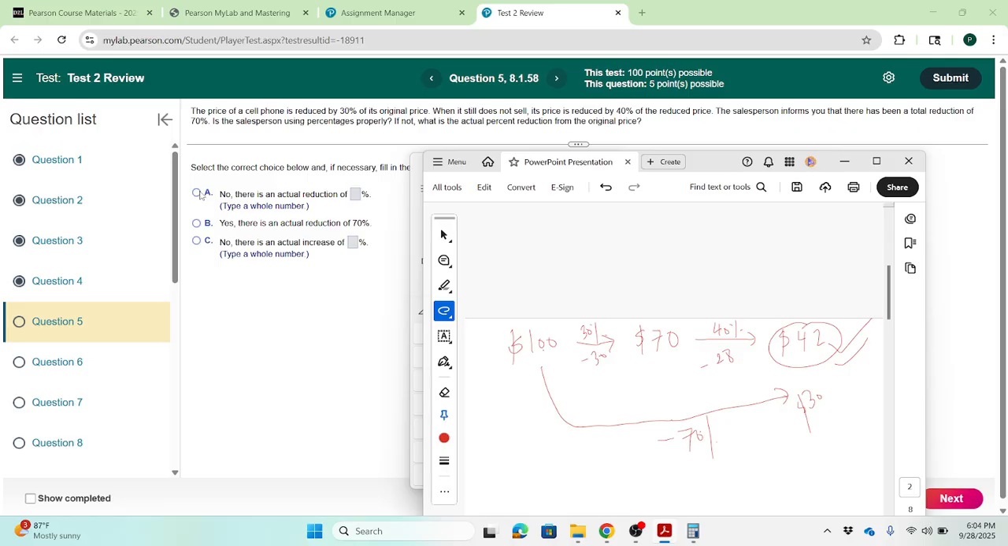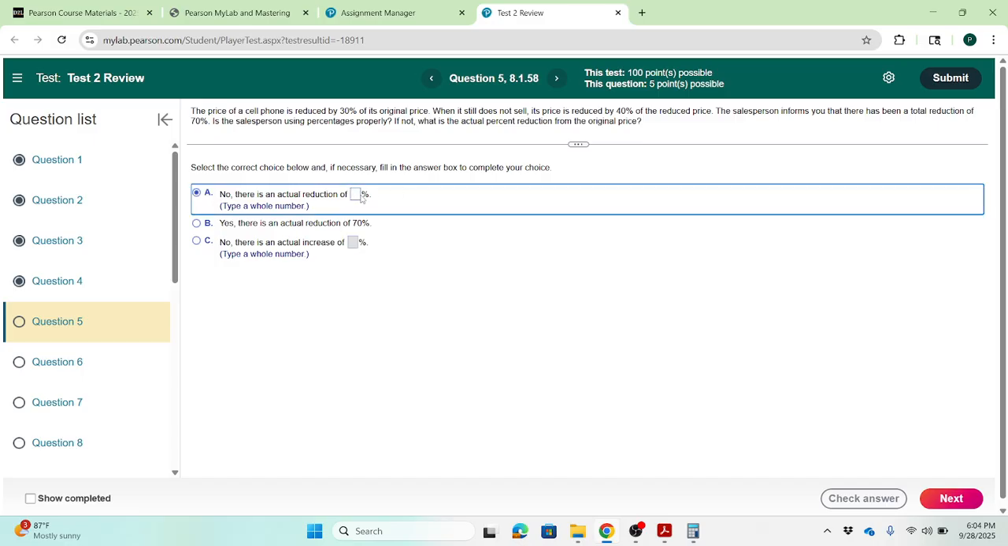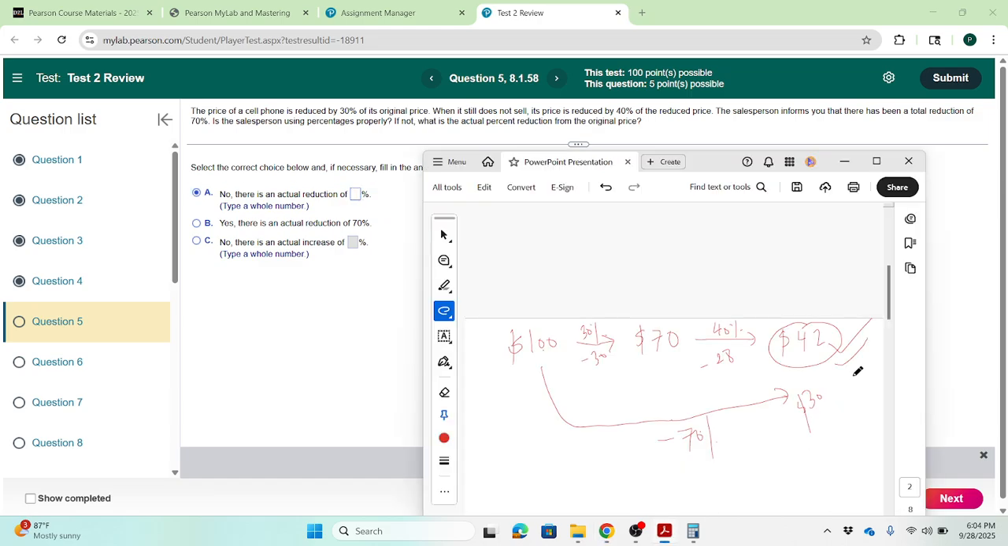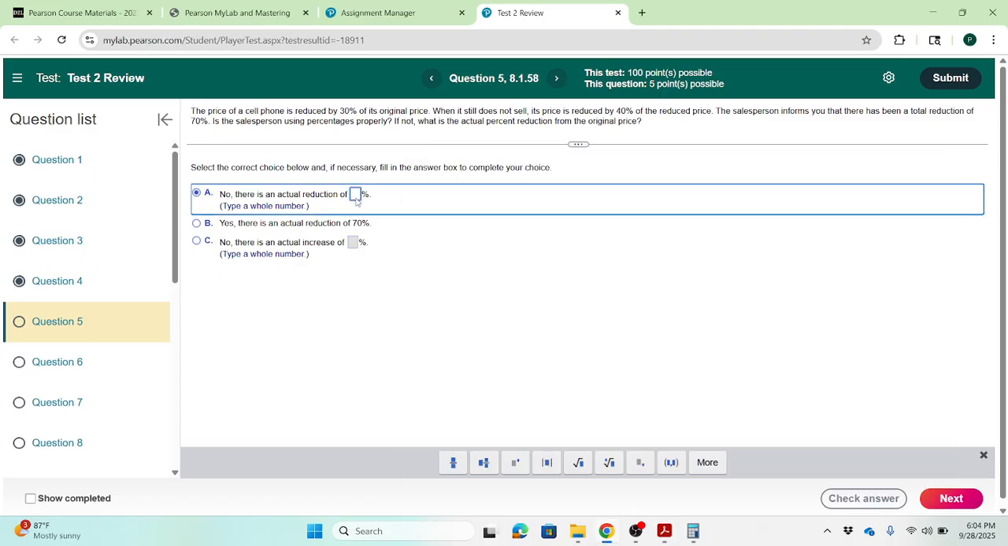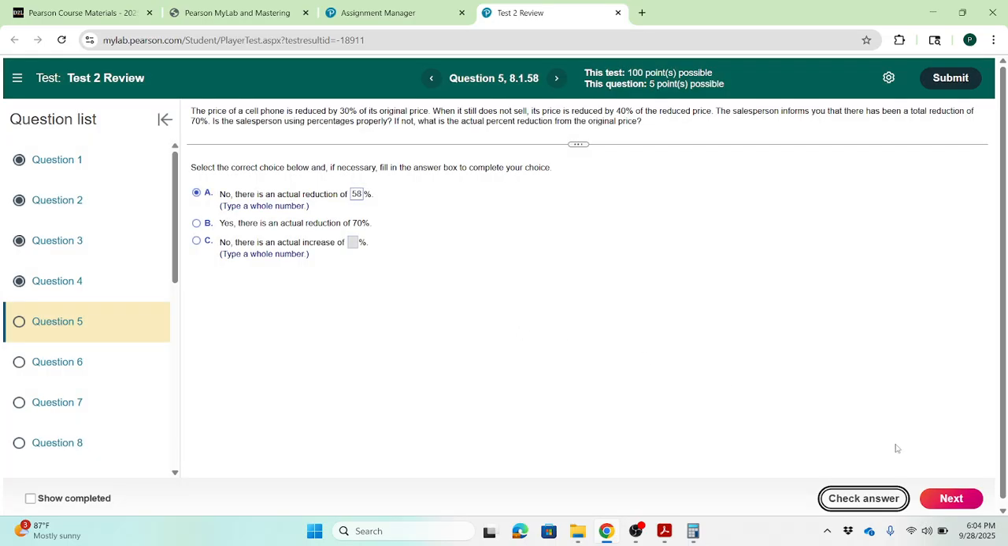So no. What is the question? The question is, is the salesperson using percentage properly? The answer is no. And there is an actual reduction of, what is the reduction? From 100 to 42, that's 58%. Okay, it's not 70% actually.